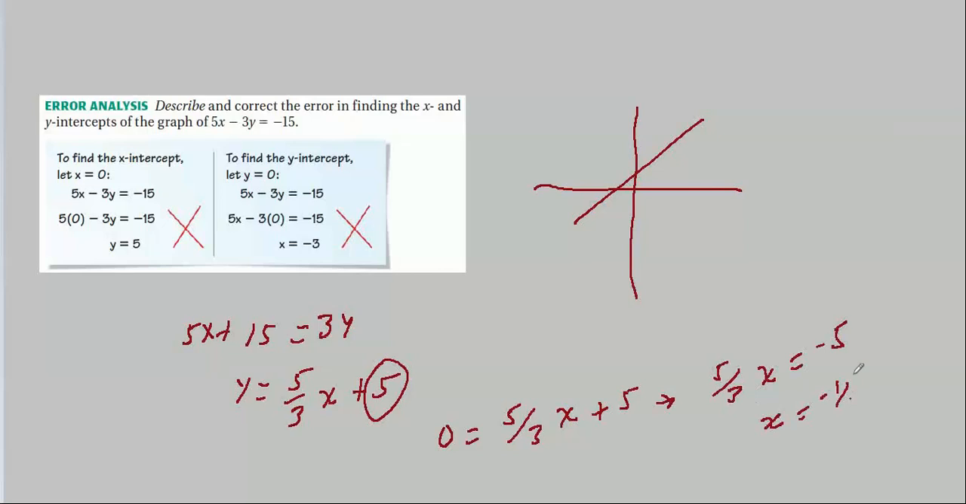I'm sorry. Well, I think I said it right and then wrote it wrong. Let's see here. Multiply through by 3/5. That'll cancel out the -5. And we get -3 over here. So, when y equals 0, we cross the x-axis at -3.